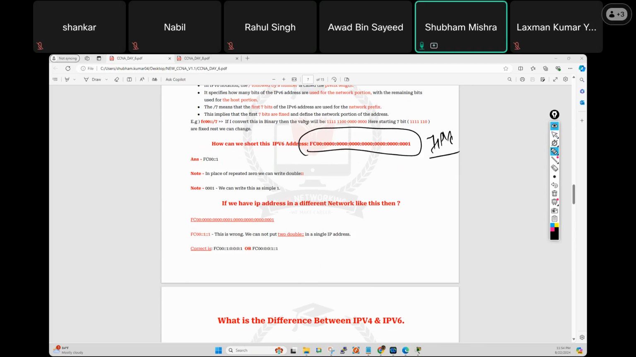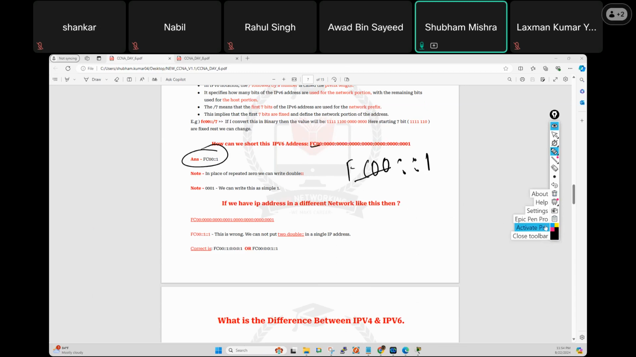How? See, this is the address and this is the short form of this one. How do I shorten it? See here. What I have written here, guys? FC00 double colon 1. Try to understand what I did. FC00 is the same.